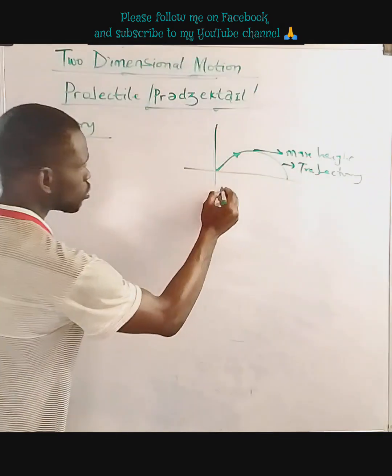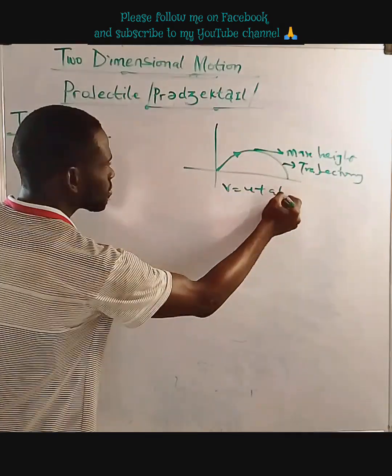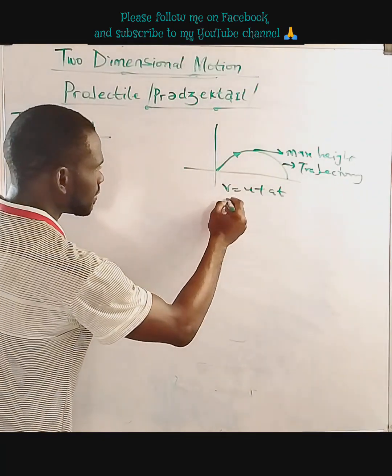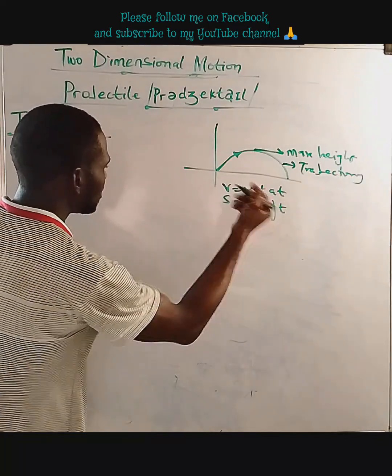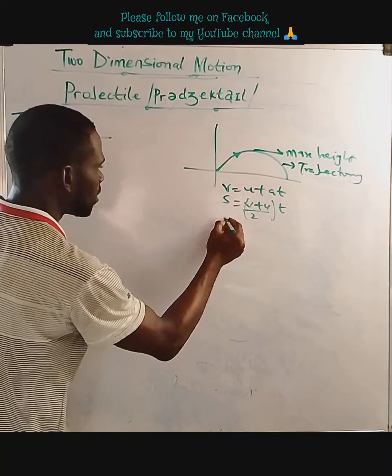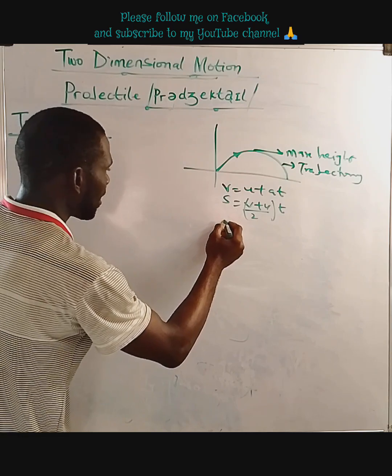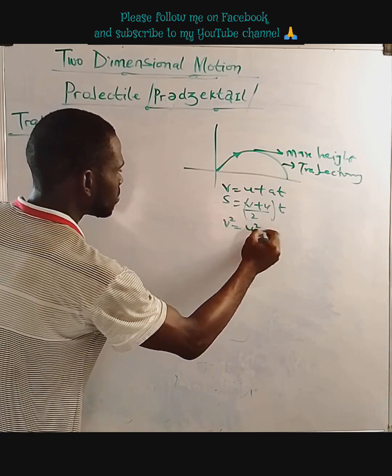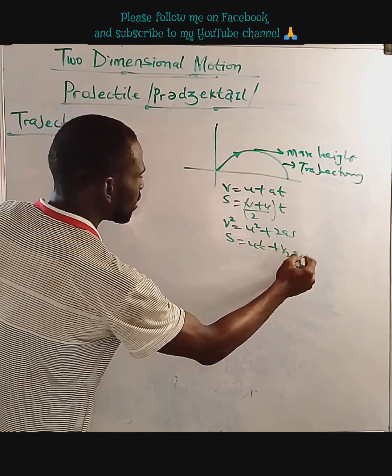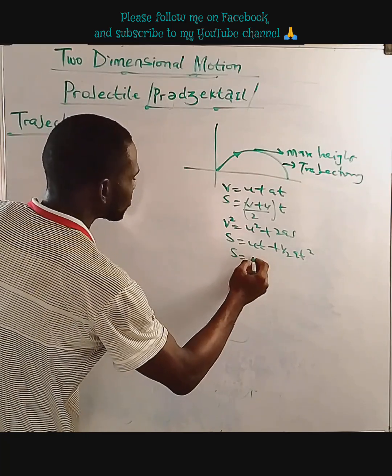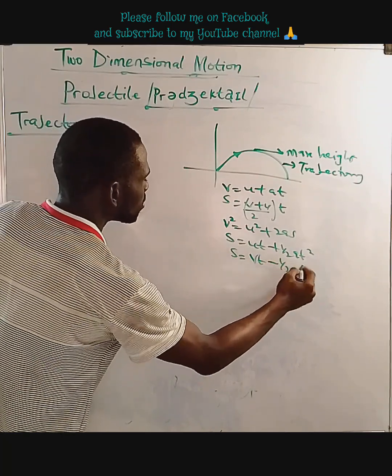So don't forget the equations of motion. v equals u plus at, very important. Then s is (v plus u) over 2 times time. You're going to be needing a couple of them to prove this. Then we have v squared equals u squared plus 2as. s is ut plus half at squared. And s also could be vt minus half at squared.